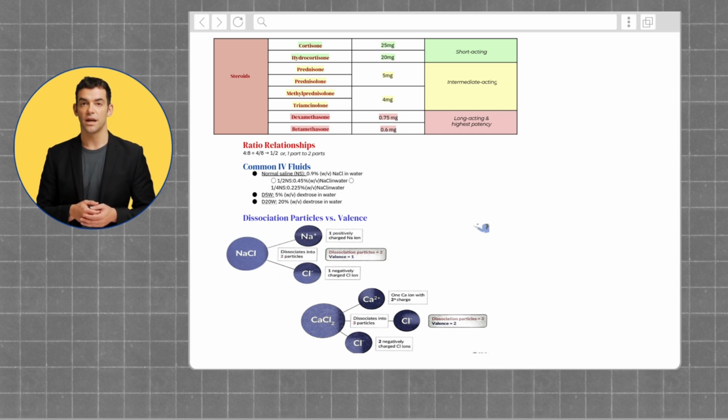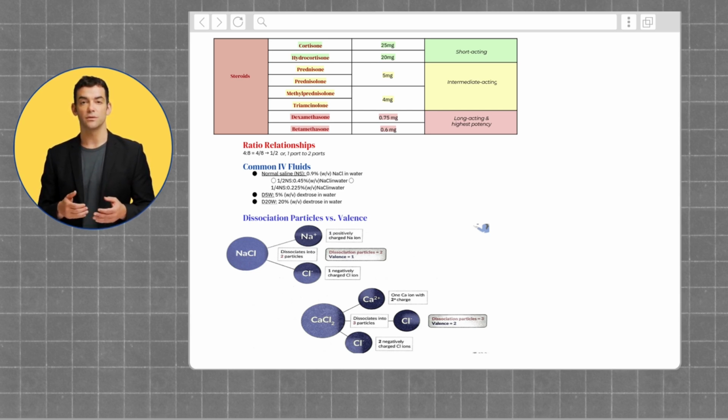For 1/4 NS, quarter normal saline. What is it? An even weaker version with 0.225% NaCl in water. Why use it? Rarely used alone, but good for specific situations like pediatrics or very mild dehydration.